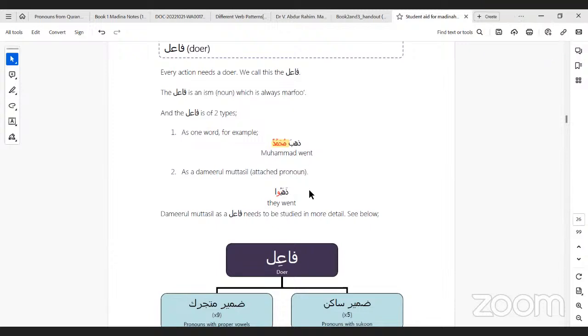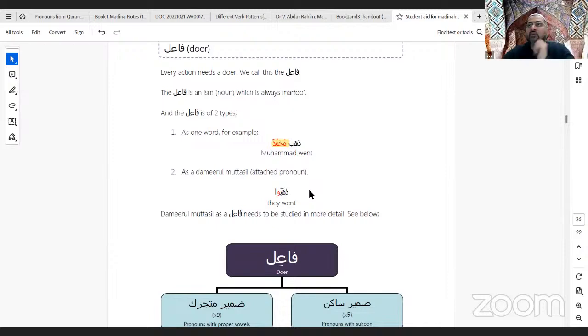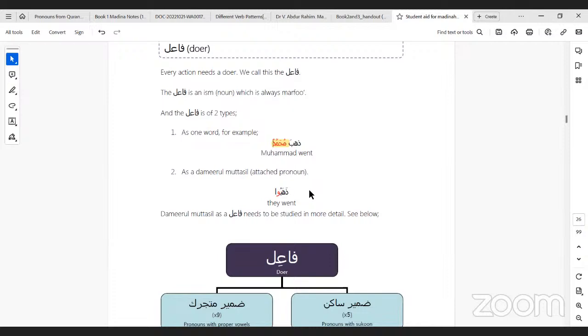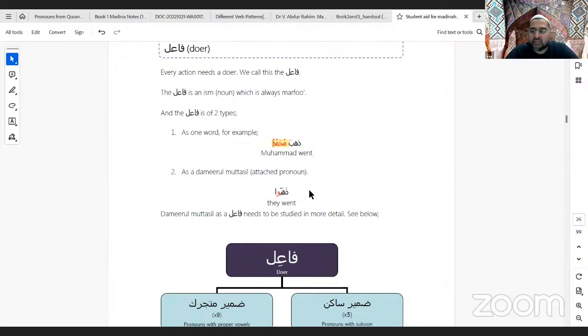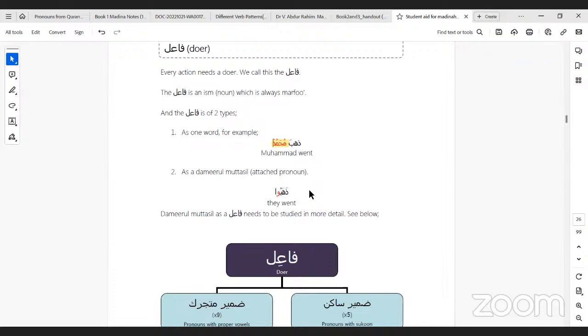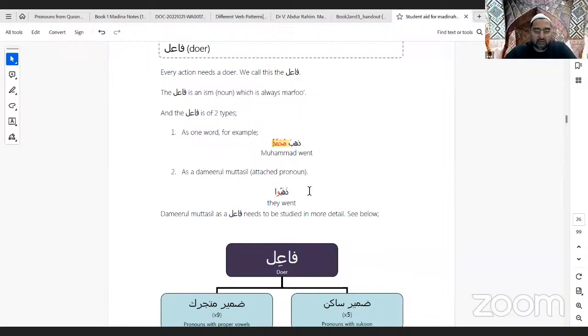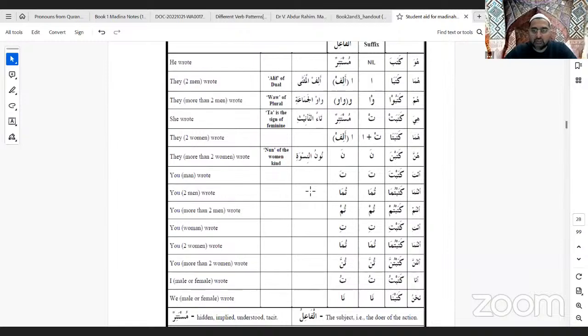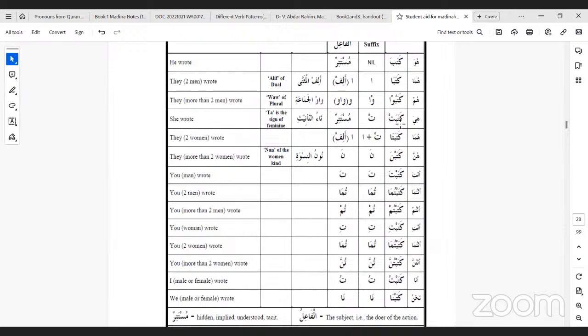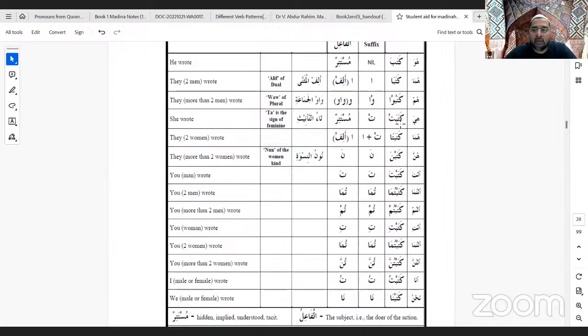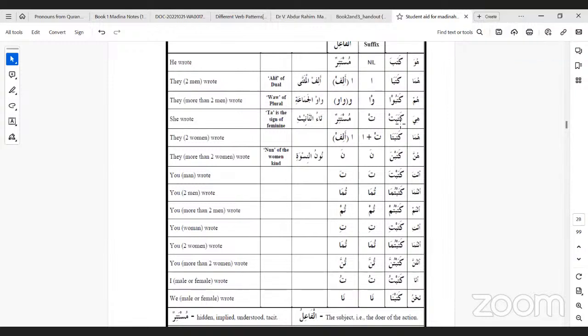What about feminine? Same with Dhahabat. Same with all the nouns. So for example, Dhahabat Fatimato. What will be the translation of that? Fatima went. So this one here, Dhahabat Fatimah. If I did not say Fatimah after Dhahabat, and I just said Dhahabat, then you will say she went. Got it?